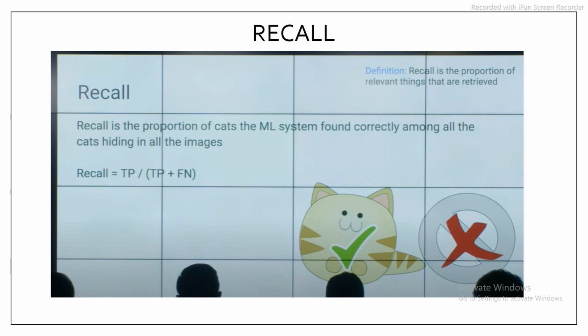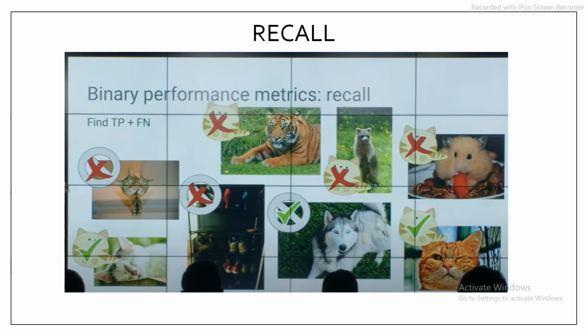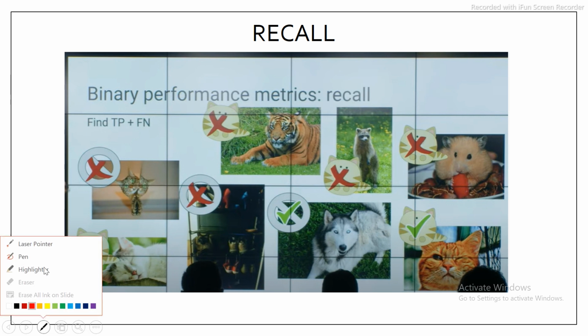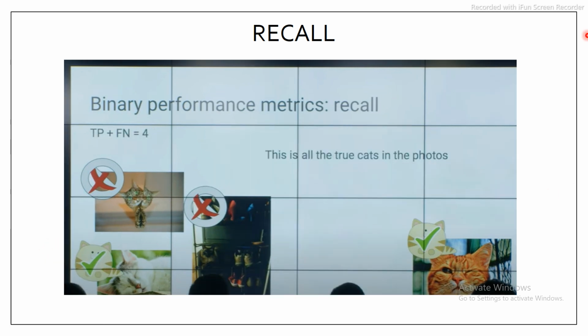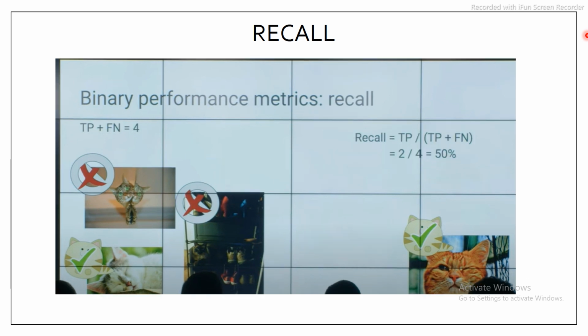Okay, so how many cats are there in the image? Let's say your model has predicted these three as cats, among the images this one, and this one. How many images did it correctly predict? These two. So this will give you a recall of 2 by 4, which is 50%. At least your model has performed well. Recall is 50%: out of 4, it was able to recognize 2.